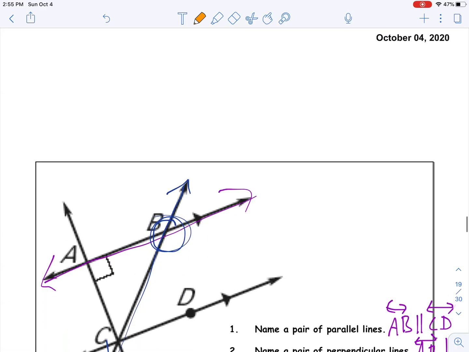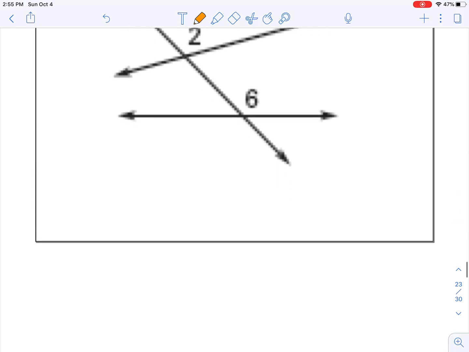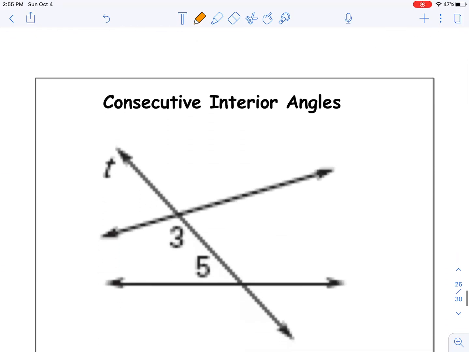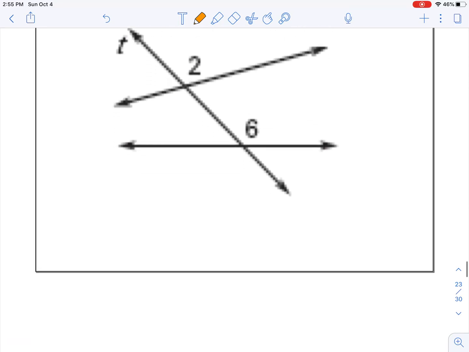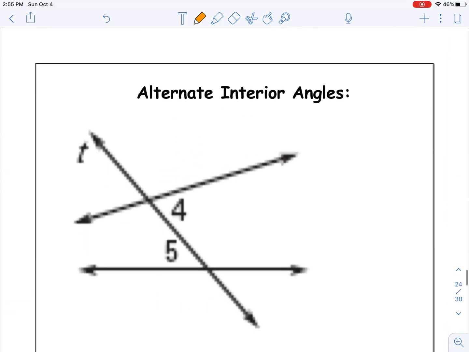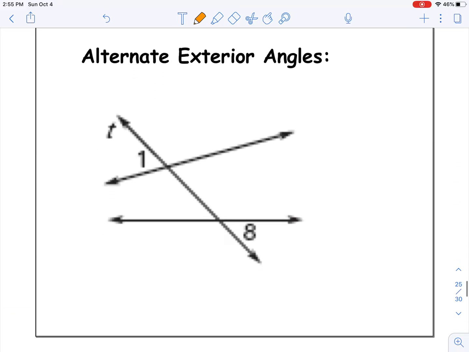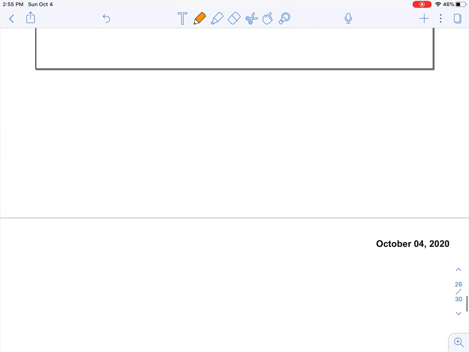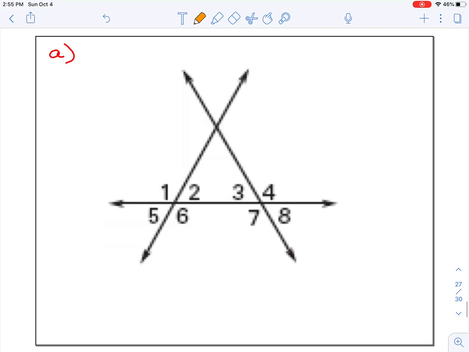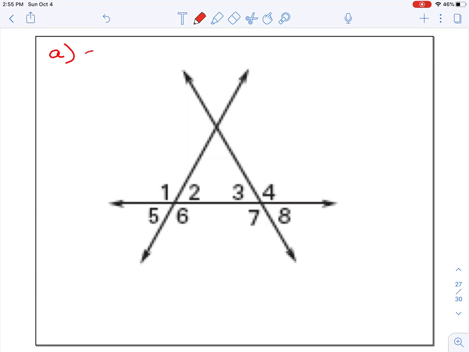Take a look at example 3. Example 3 wants you to identify all of those types of angles. They want you to identify your corresponding angles, your alternate interior angles, your alternate exterior angles, and those consecutive interior angles in the picture that they give. So there's the picture we're looking at. First one they want are your corresponding angles.